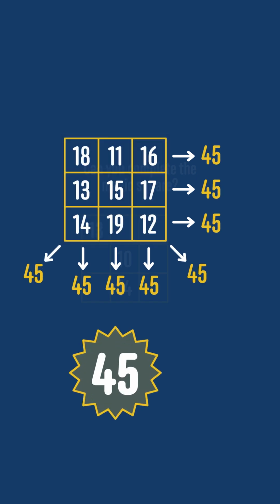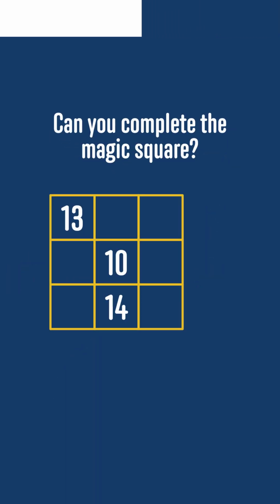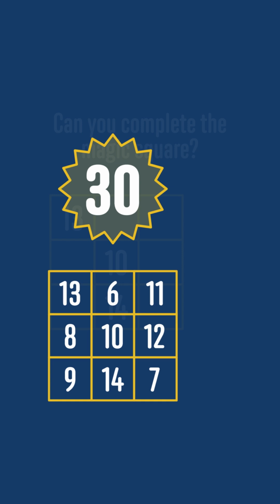For example, in this magic square, the magic total is 45. You can check that each set of three numbers that make up a row, a column, or either of the diagonals sums to 45. The solution to this challenge is that the magic total is 30, and here is the completed square.